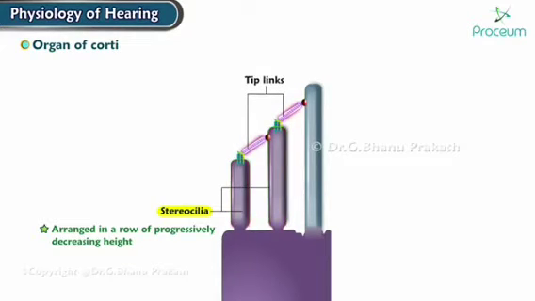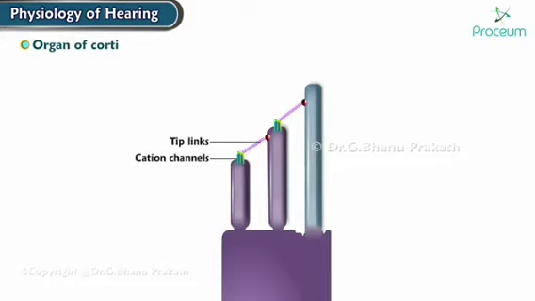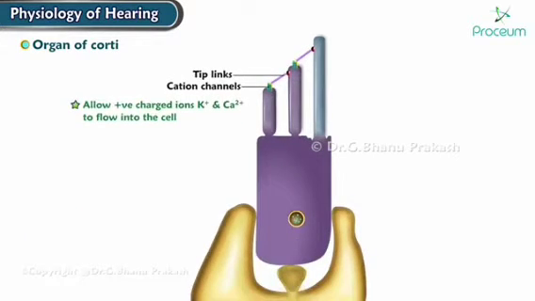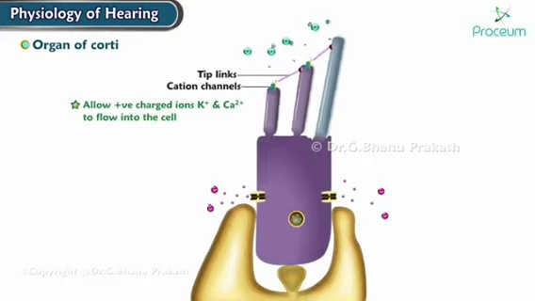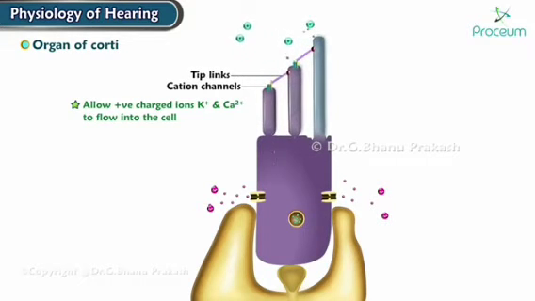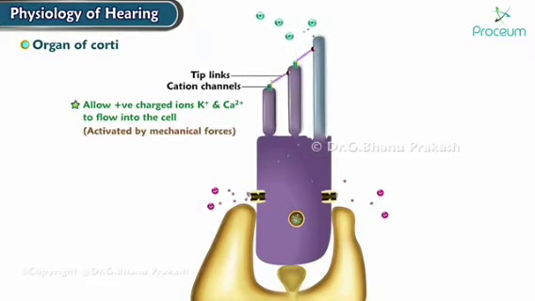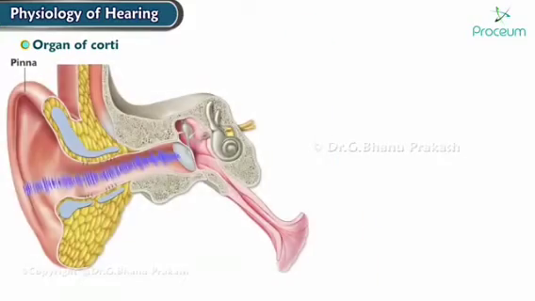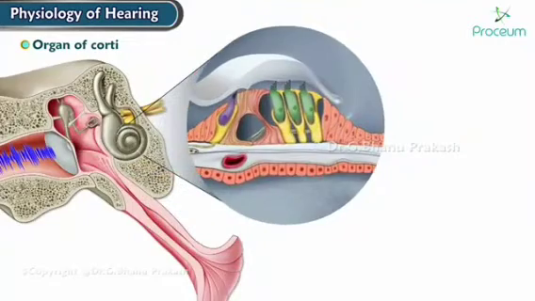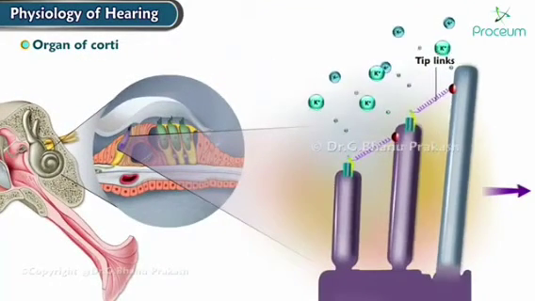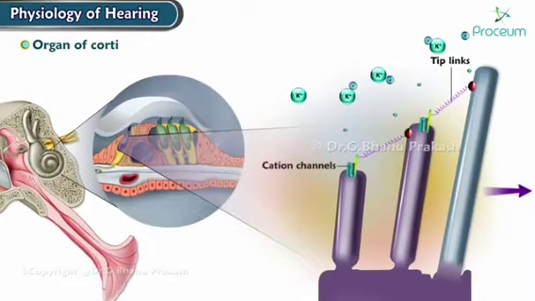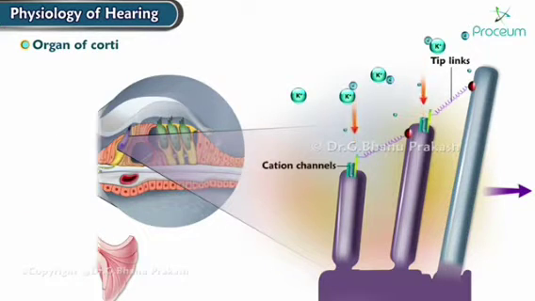These tip links contain mechanically sensitive cation channels, which are channels that allow positively charged ions, such as potassium and calcium, to flow into the cell when they're activated by mechanical forces. When sound waves enter the inner ear and cause the stereocilia to bend, the tip links stretch and pull on the mechanically sensitive cation channels, opening them up and allowing ions to flow into the hair cell.